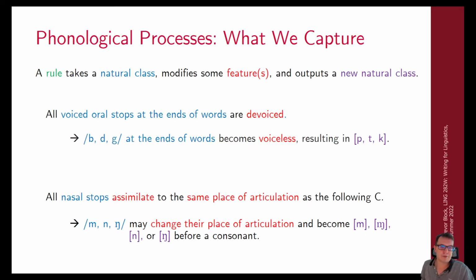So let's see some examples of rules. So you could say that all voiced oral stops at the ends of words are devoiced. So we ask ourselves, what are the oral stops in English? Well, those are B, D, and G. They're at the ends of words, and we're saying they're devoiced.